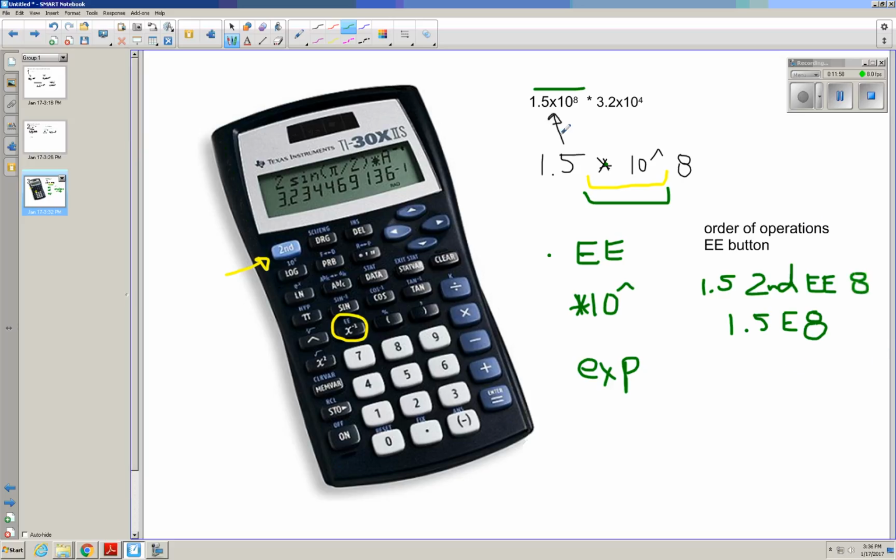Now, once you've actually punched this in, you don't have to put parentheses around it. You can just hit times and then punch in the second number, which is going to be 3.2, second function EE, and then the exponent 4, and then you hit equals, and it's going to give you the exact same answer that you got before. All right. The EE can save a whole ton of time, especially when we get to the next type of problem.